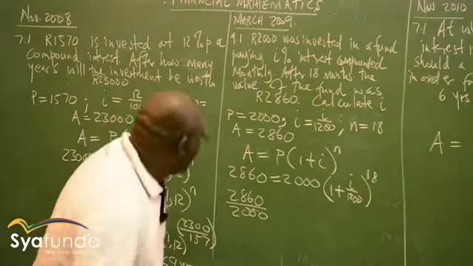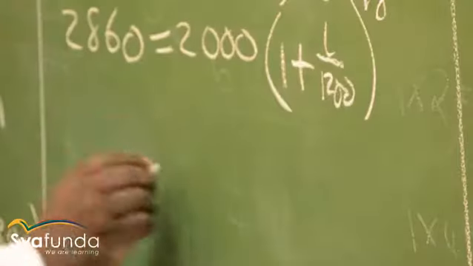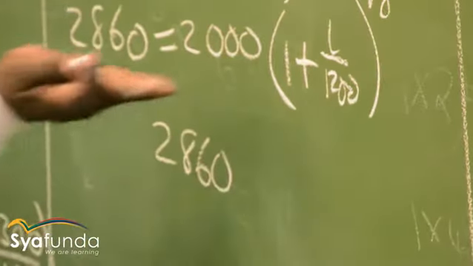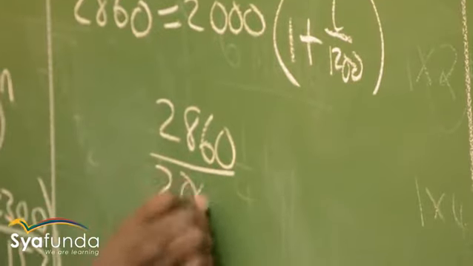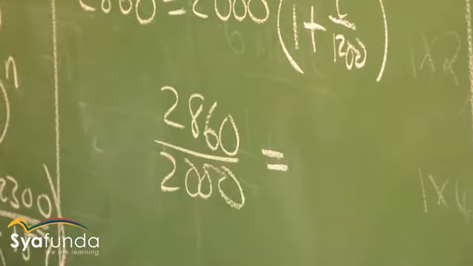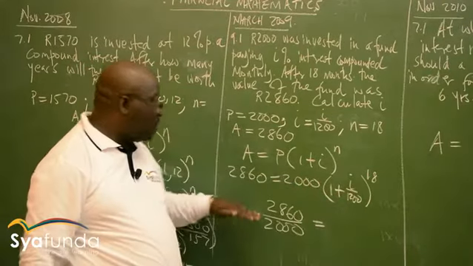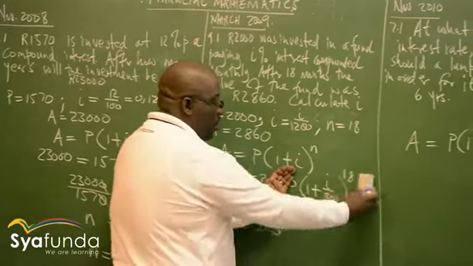Let me just redo this quickly. I'm saying this side, we've got 2860, which is this side. I'm dividing both sides by 2000. So this will be over 2123 is equals to. Remember, this is gone because I've divided by 2000 this side and 2000 this side. So this is no longer there. So this is what we have now.